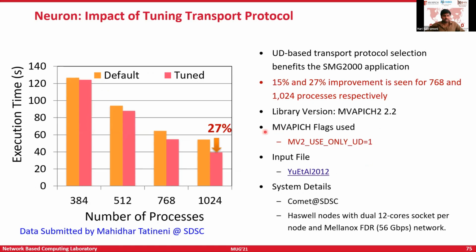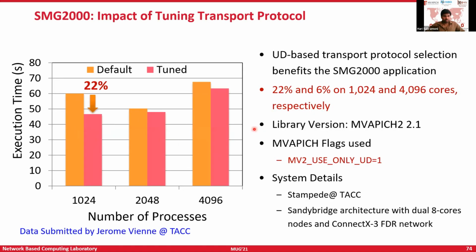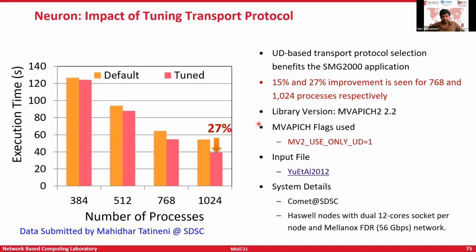This is seen not just for SMG 2000, but also for the Neuron application. If you recall, on the MVAPICH2 side, we used the DC transport protocol to get better performance. Here we were using the open source MVAPICH2 library, so we are just using the UD protocol. And these are the details of how we ran it and what sort of benefits it provided.